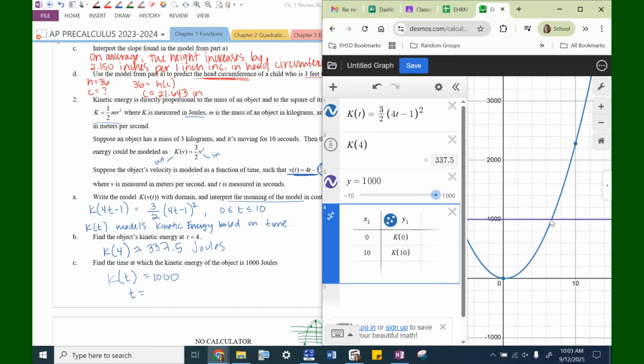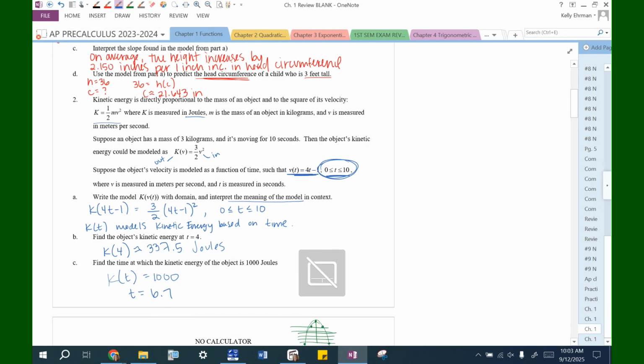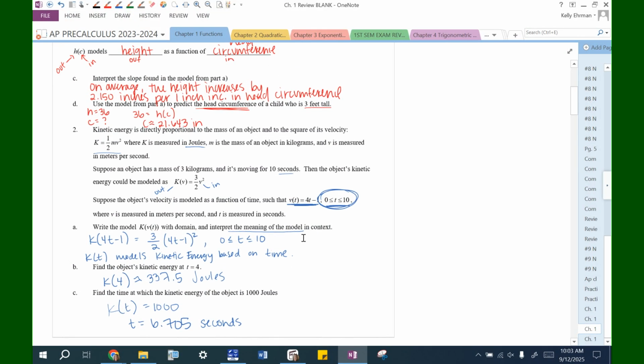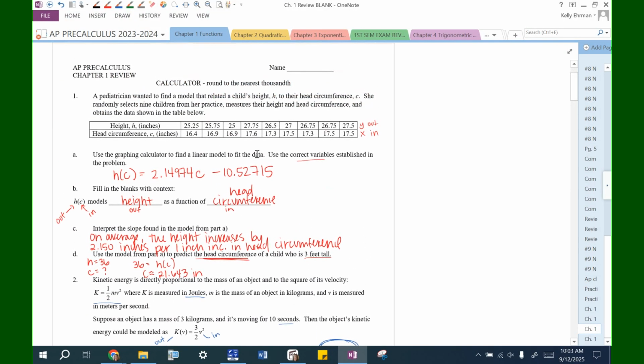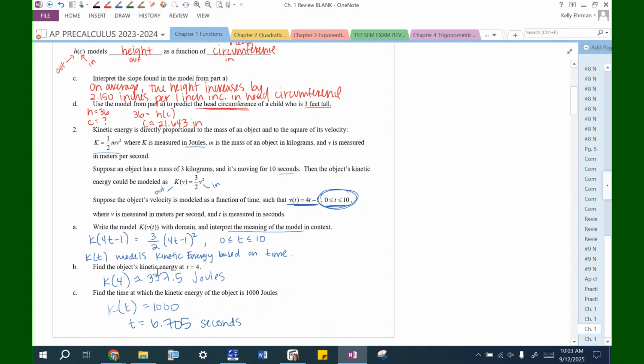So here's the 0 to 10. I'm just going to click near here to see the little gray intersection point. And rounding to 3 places for the AP exam, 6.705 is my answer for the input. What was t measured in? It was measured in seconds. So that's seconds. All right, those are the calculator skills that you need for this test. So you need to be able to input a table, do a linear regression, set an equation equal to a number and find the point of intersection, plug a number in, and get an answer from that. All right.